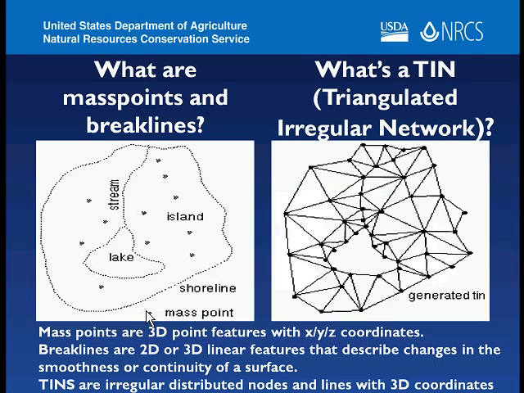On the right, here's a way where we would show our mass points in 3D mode. This is called the triangular irregular network, and TINs are irregularly distributed nodes and lines with 3D coordinates. So each one of these mass points would then be represented by one of these nodes on the facets of this. And basically this creates a surface that gives your data that 3D appearance.